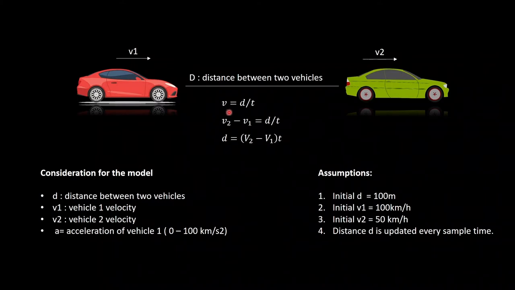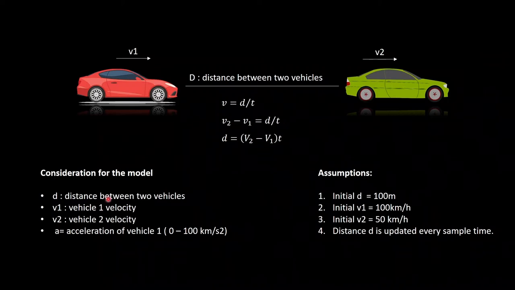Considering the basic principle of kinematics, velocity is equal to D by T, where D is the distance. When V1 minus V2 is considered, it is called the relative velocity. So in this case V is the relative velocity, which is also equal to D by T, where D is the distance between these two vehicles. Considering that, if we calculate the distance between the two vehicles, we can consider it as V2 minus V1 into T.